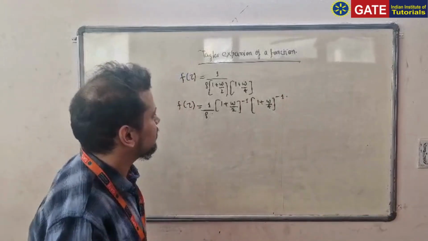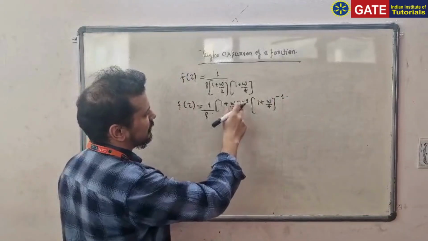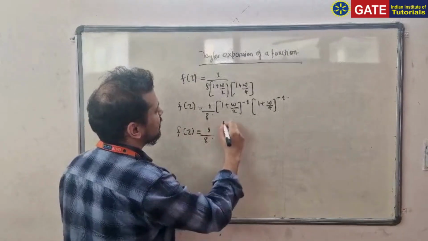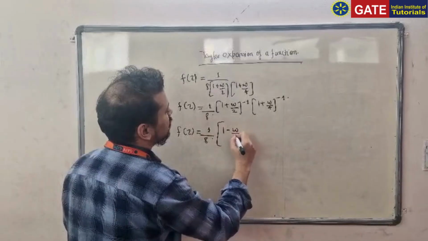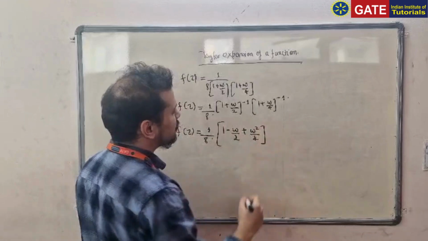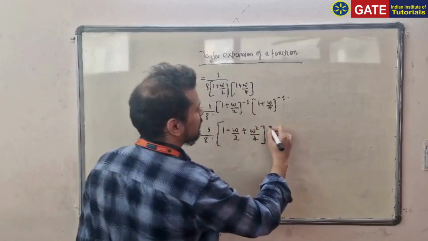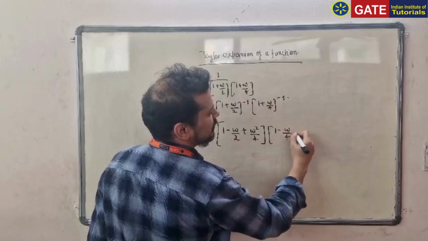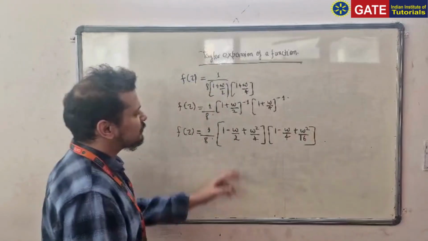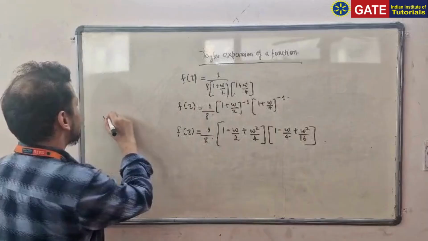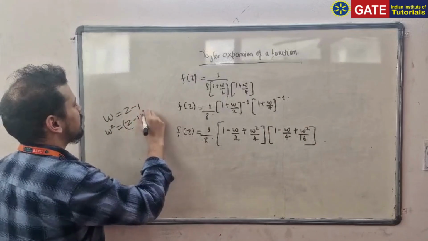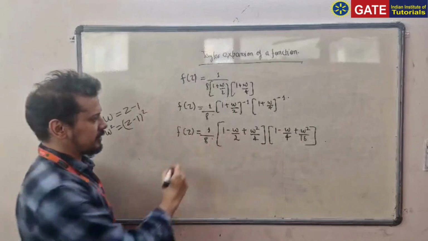Now we have binomial expansion of this. So you don't have to do differentiation all the time. If you know binomial expansion, then the problem becomes easy. 1 minus w by 2 plus w square by 4. Don't open much more than square, because you have to find the coefficient of the square term. And this will become 1 minus w by 4 plus w square by 16. Now search for w square terms, because w is z minus 1, so w square is (z minus 1) whole square.